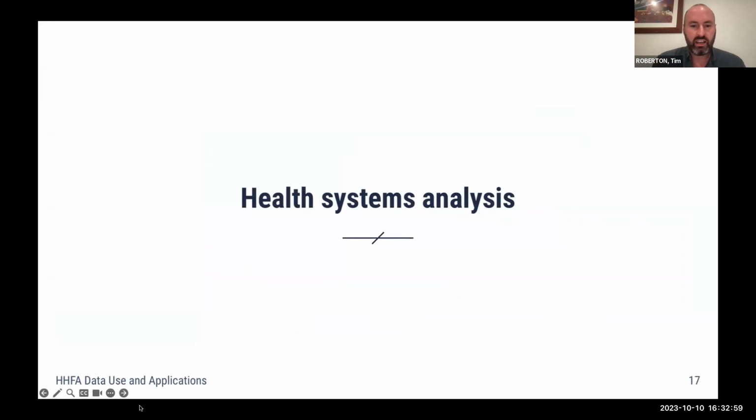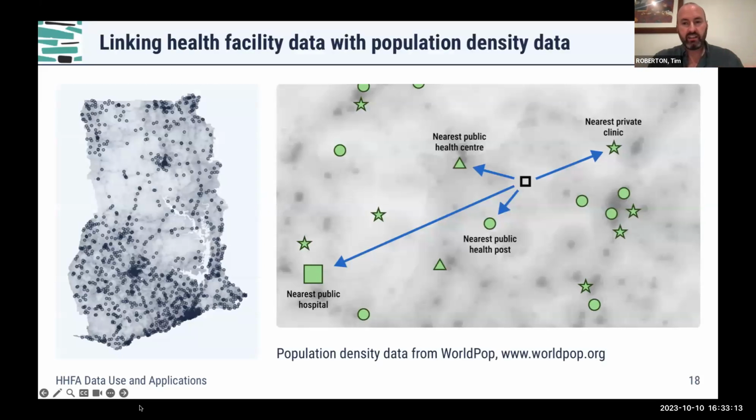Okay, so finally, I've got a few slides here from a multi-country analysis that I'm working on, where we take the data from the HHFA and combine it with both population density data and also with data from household surveys, specifically data on care seeking for services. And I'll explain how we put those two together. But first, this is sort of what we were doing in the previous slide with Somalia.